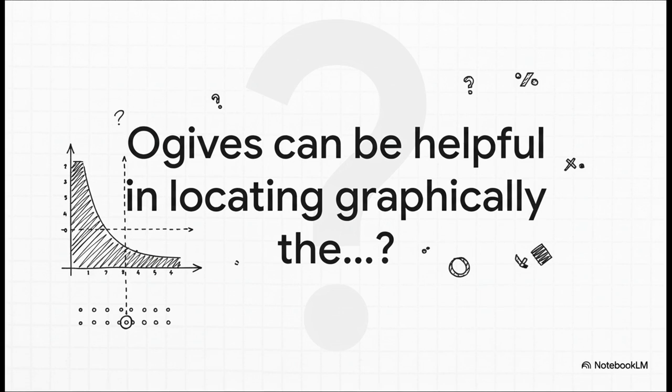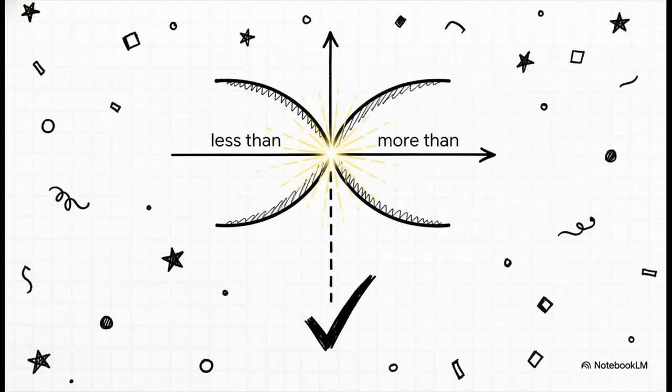Ogives can be helpful in locating graphically: is it A, mode, B, mean, C, median, or D, none of the above? You just learned this. Think. I'll give you 3 seconds. 3, 2, 1. And the answer is C, median. Of course it is. I am so sure all of you got that right. Fantastic work. See? You already know this stuff so well.